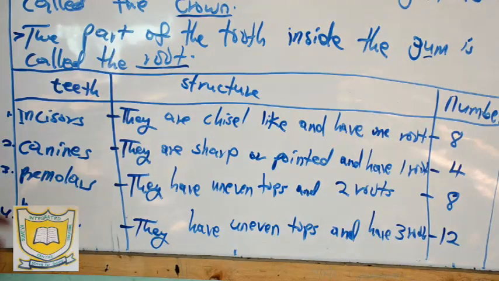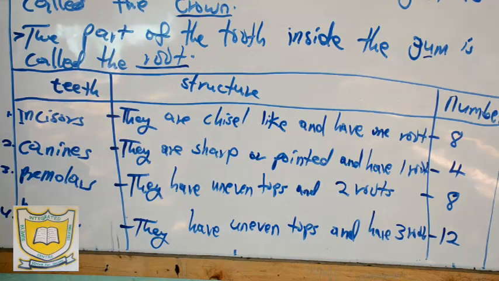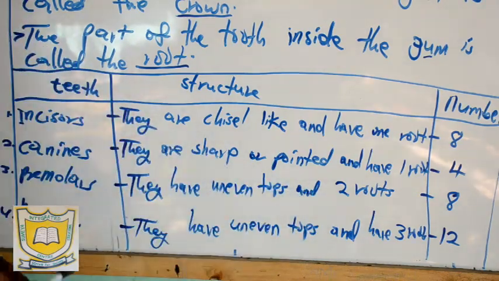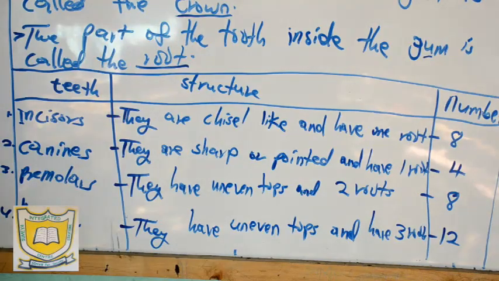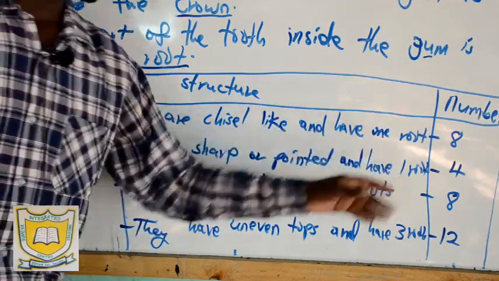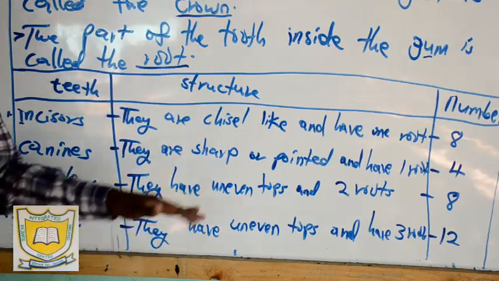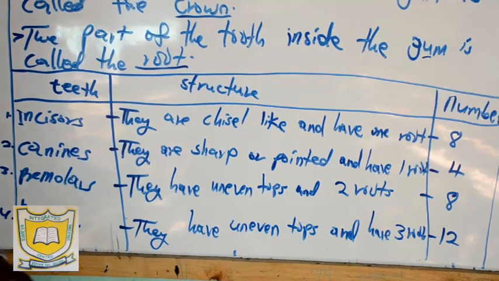Now in structure, the difference between premolars and molars is that they all have uneven tops, but you find that the premolars are having 2 roots and the molars are having 3 roots. Now of the number, you find that the molars are 12 in number, of which we have 6 on the upper jaw and we also have 6 on the lower jaw. Now that is the structure of teeth.